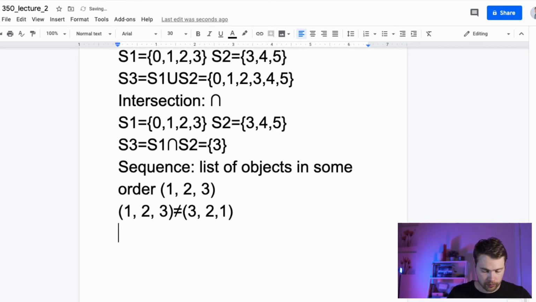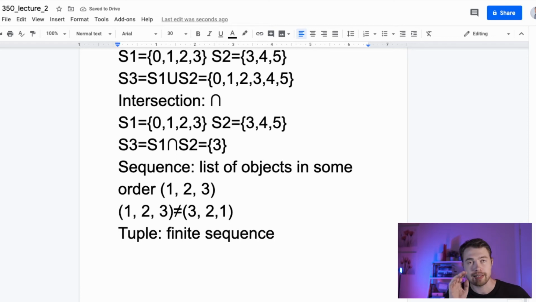Tuple. Tuple would be a finite sequence. Again, keep in mind that a sequence can be empty, right? A sequence can be infinite, since a sequence can be finite, right? So the tuple is considered to be a finite sequence, any sequence which is finite. Okay.